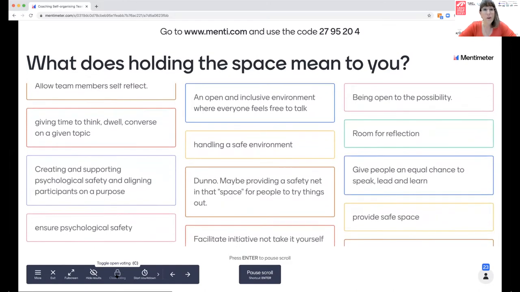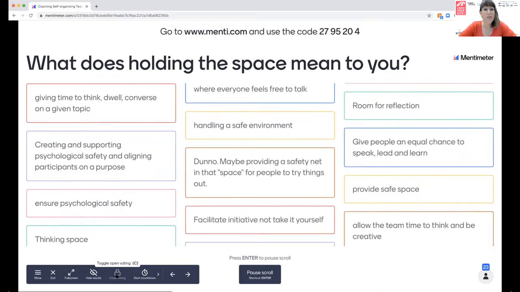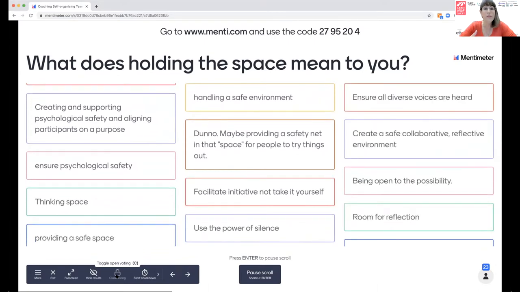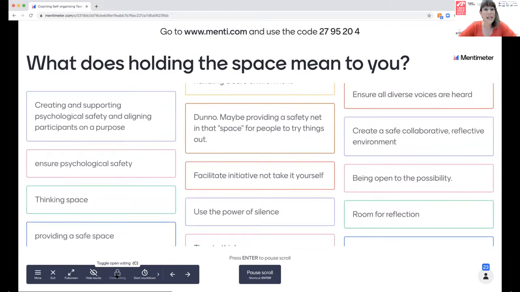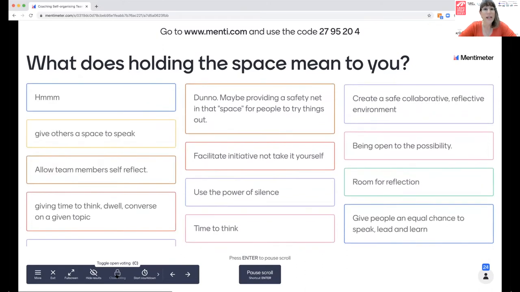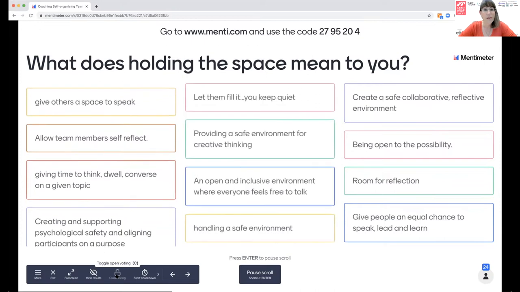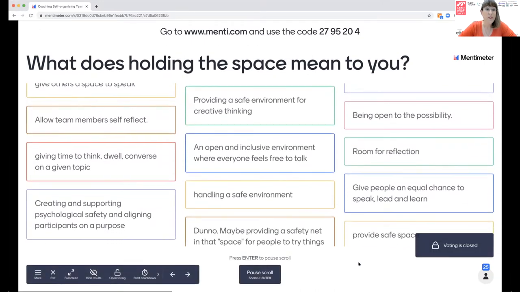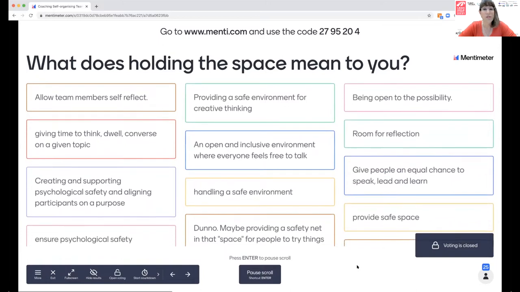I love the fact as well that even if you don't know, you're putting an answer in there. That's great, because what that is doing is that's surfacing some of those thoughts that you're having, and it's getting it out there so that other people can actually hear those thoughts as well, which then fills in that creating and supporting psychological safety.